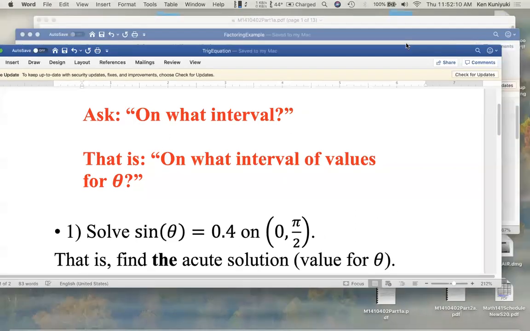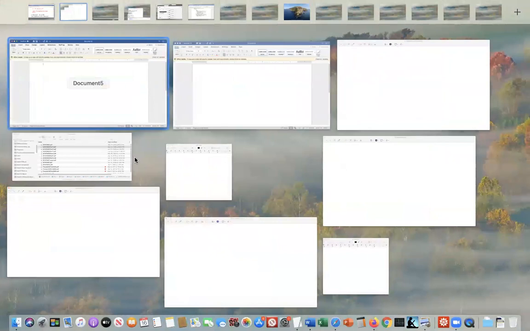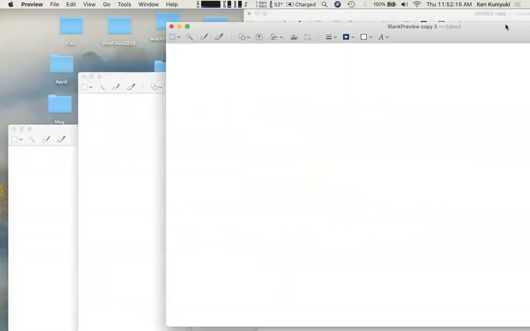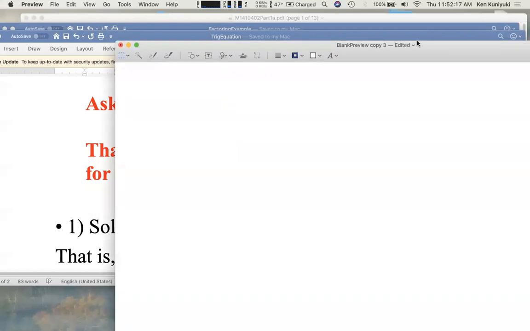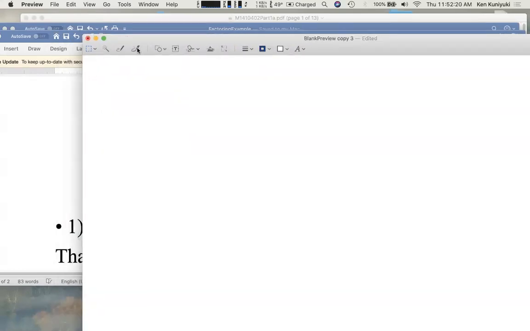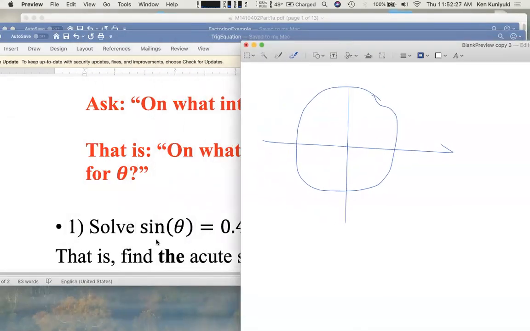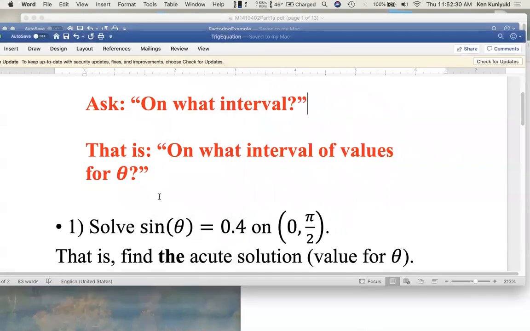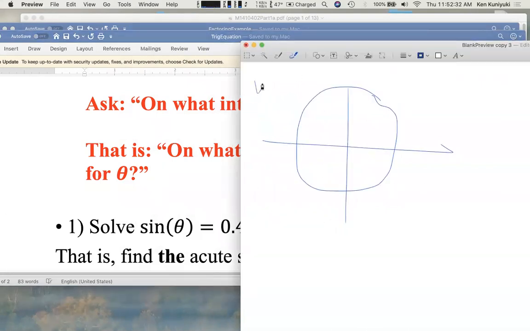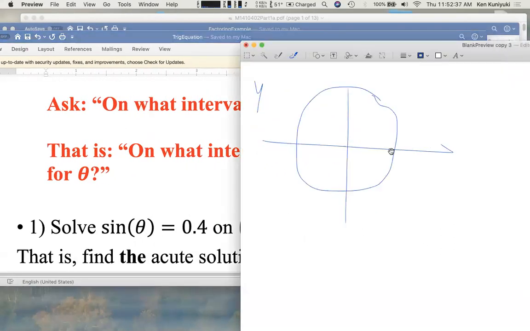Well, let's look at the unit circle. All right. On the unit circle, remember that sine of theta corresponds to y. Sine of theta corresponds to the y coordinate on the unit circle. Now, where on the unit circle is the y coordinate, the sine value, equal to 0.4? Let's say over here and over here.